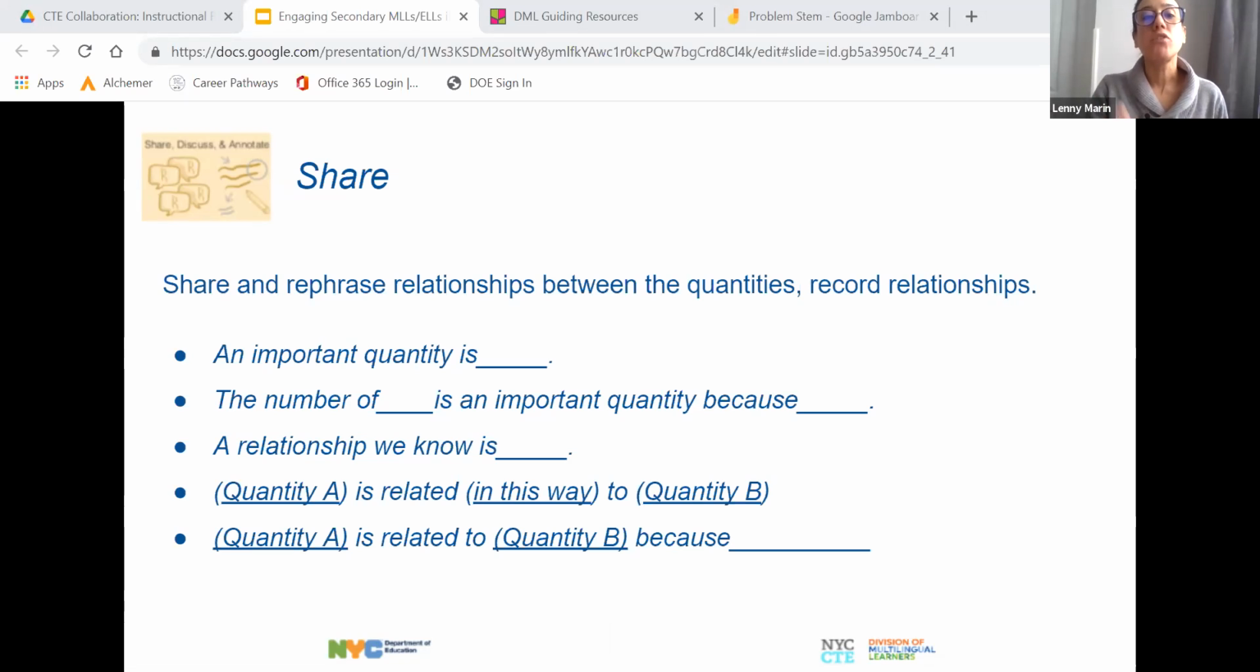All right. So for this part of the routine, what I want you to do now is to share with the whole group what you heard within your own breakout rooms. But I do encourage you to now start using some of these other sentences to think about the relationships, such as the number of blank is an important quantity because, but also just how are these quantities related? So that's really the question here, is how are some of these quantities related? So I invite you to unmute. I invite you to put it in the chat, however you'd like.